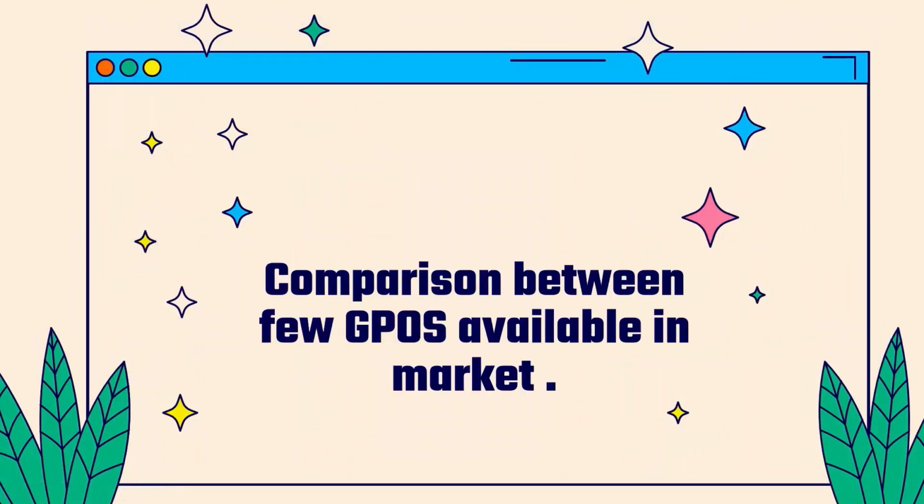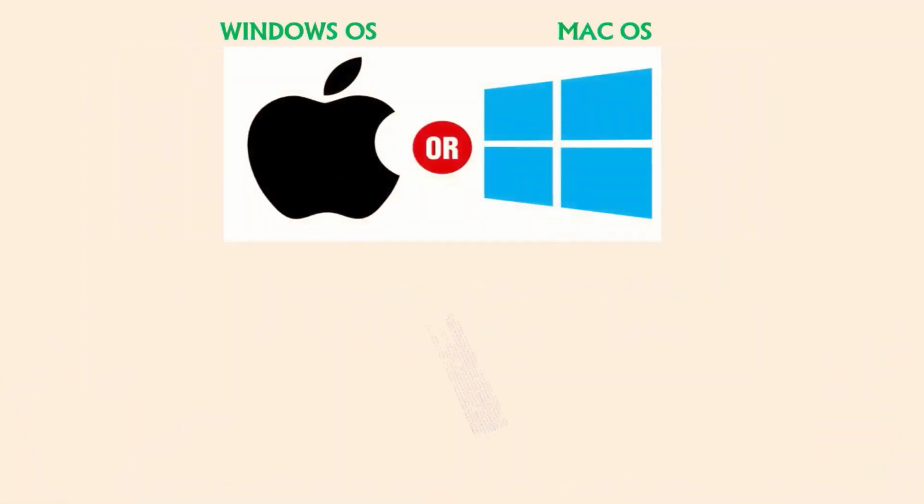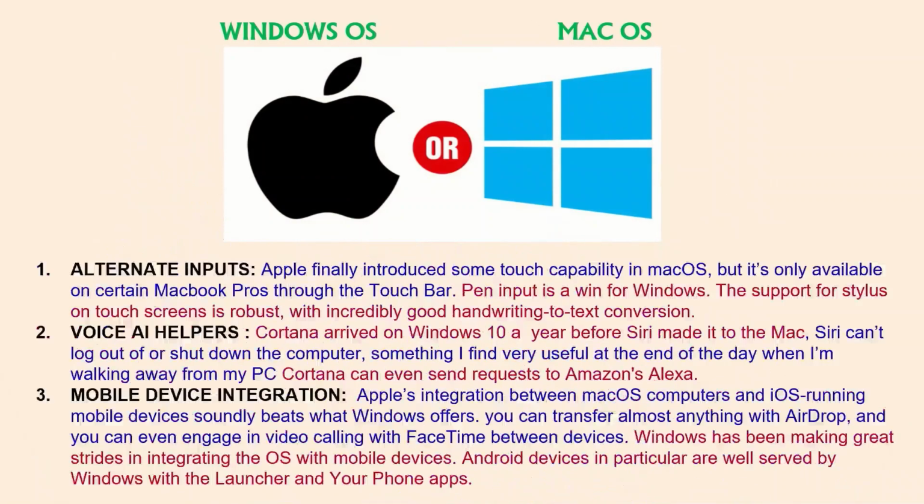Now, let's have a few comparison steps between a few GPOS available in our market. Firstly, let's compare our all-time favorite operating systems, Windows and Mac OS. First feature is the alternate input. Initially, Apple didn't have any touch features with respect to Mac OS, but now they introduced a few touch capabilities in recent systems like the MacBook Pros with the touch bar.